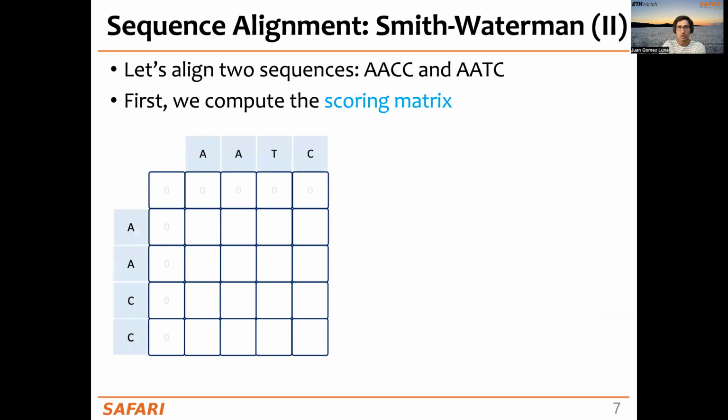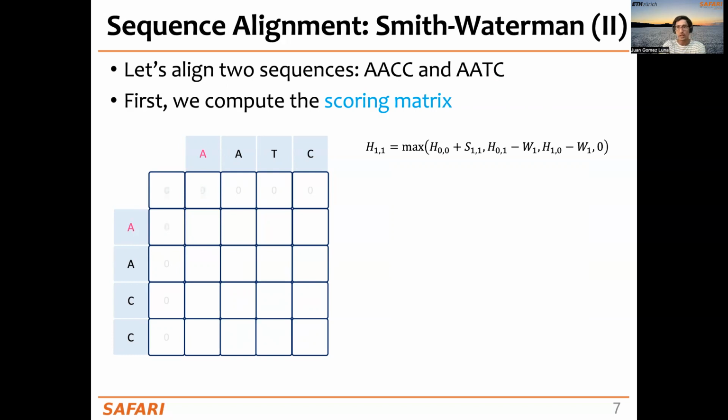So the first thing that we have to do is to compute the scoring matrix. We are going to assume that we align two sequences, AACC and AATC. And the first thing to do is to calculate this element of the scoring matrix, which is the first element that we have to calculate. And we calculate it by using the neighboring values that we have here and using this expression. Observe that the two elements that we are comparing, A and A, from the two sequences are the same.